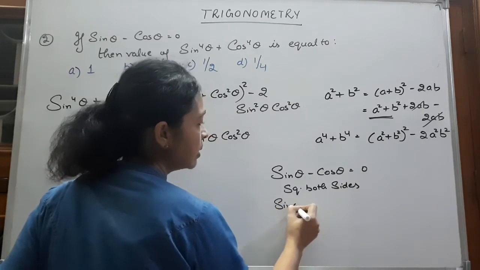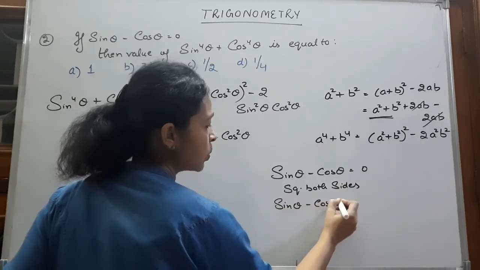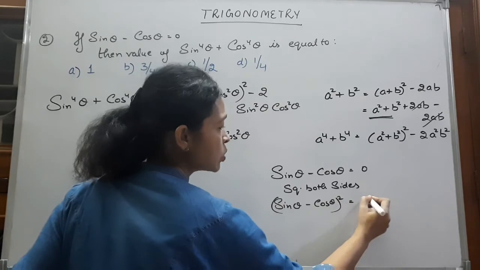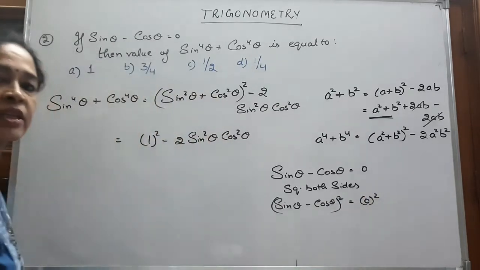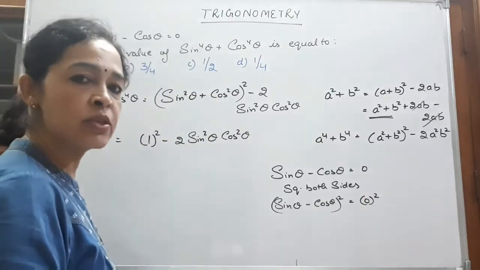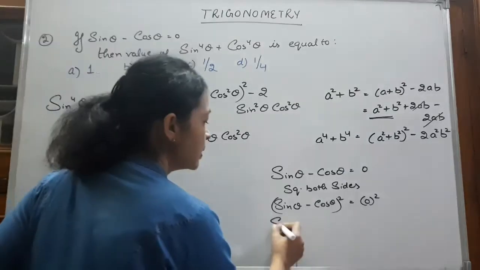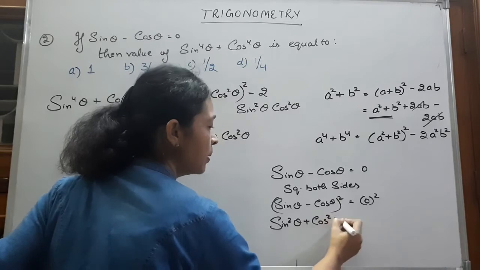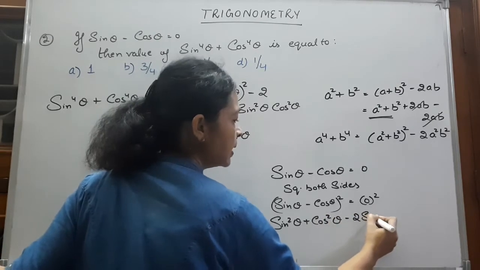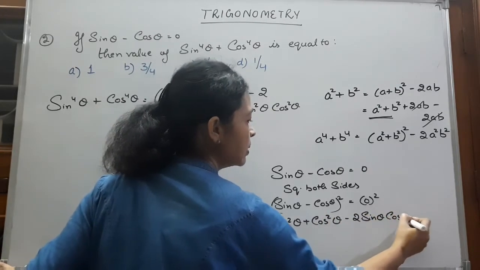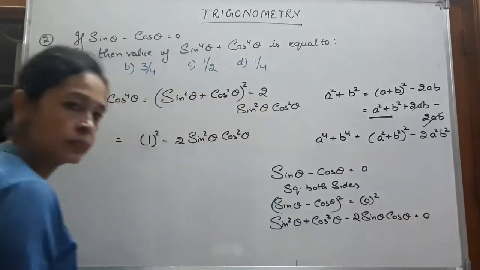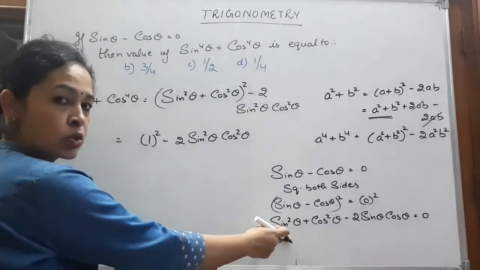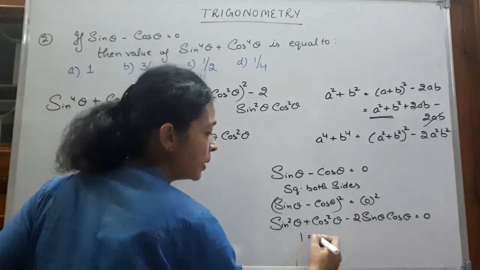We have (sin theta minus cos theta) whole square equals to 0 square. (a minus b) whole square is a square plus b square minus 2ab. So sin square theta plus cos square theta minus 2 times sin theta cos theta equals to 0. Sin square theta plus cos square theta is 1.